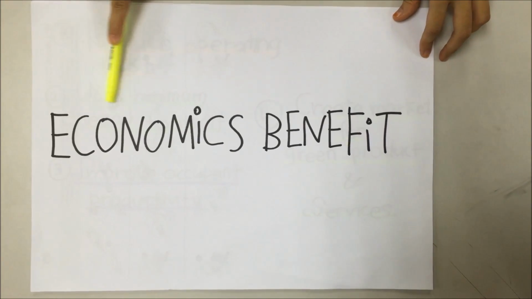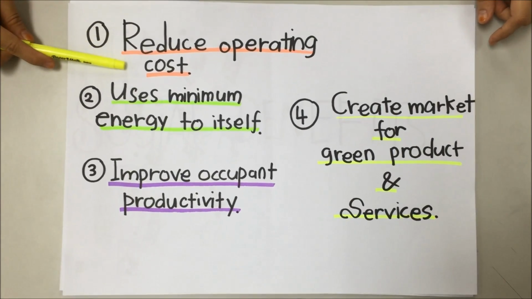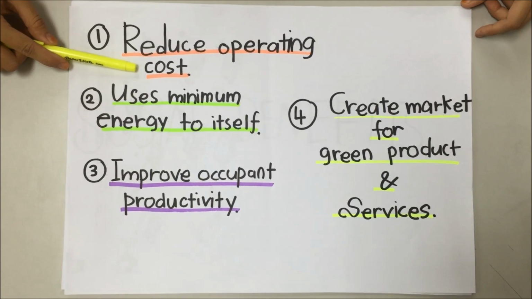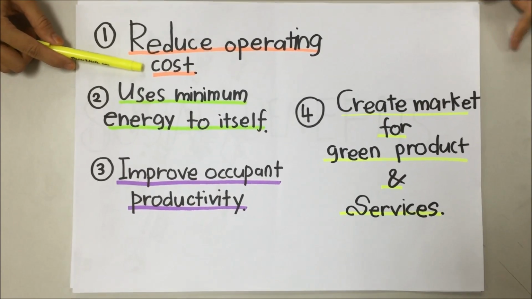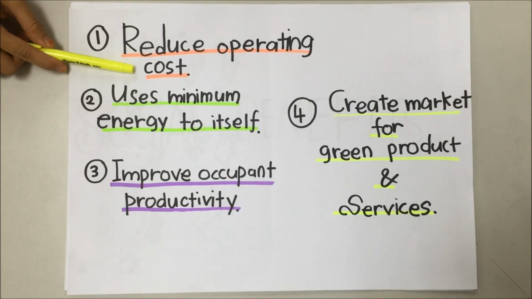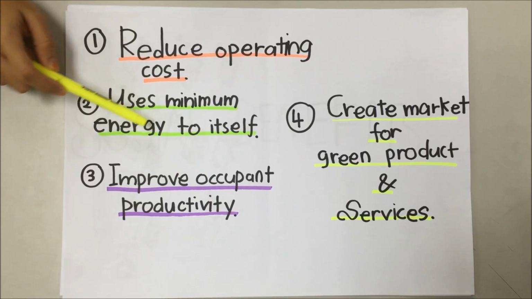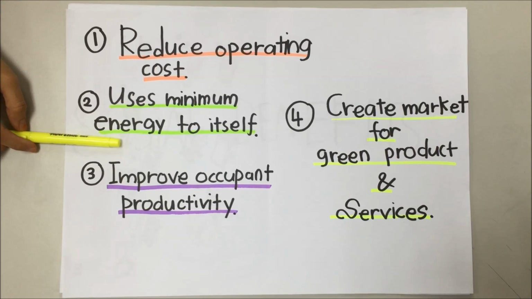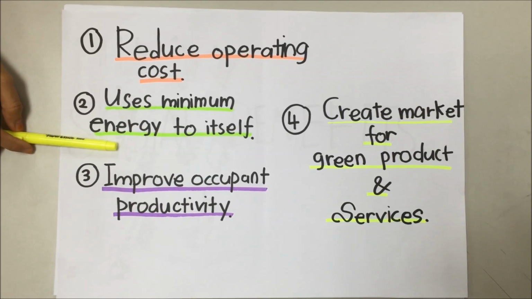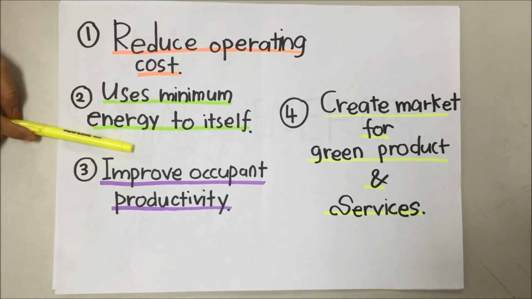Second, economic benefits. First, reduce operating costs by use of sustainable building materials. The use of recycled materials such as fly ash and blast furnace slag, adopting efficient technologies, and use of low energy materials. The use of minimum energy to power itself by maximizing the use of renewable energy resources. Use of efficient building materials and construction practice. Use of efficient waste and water management practice.